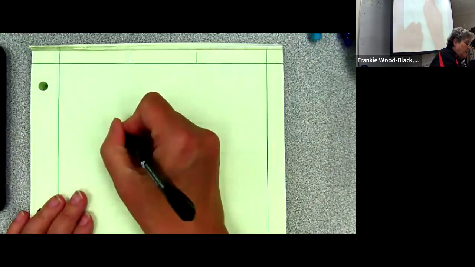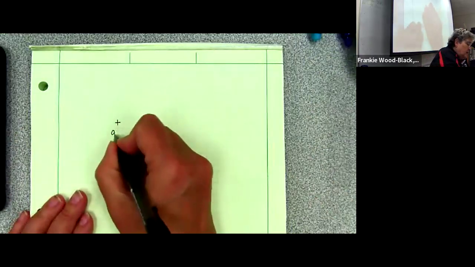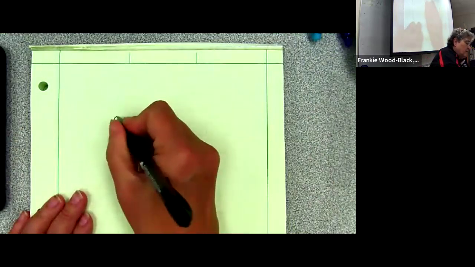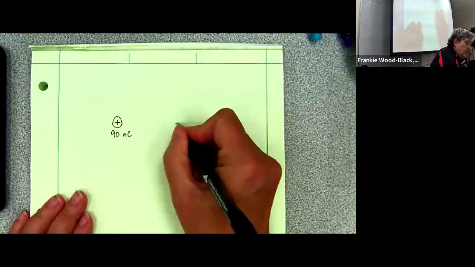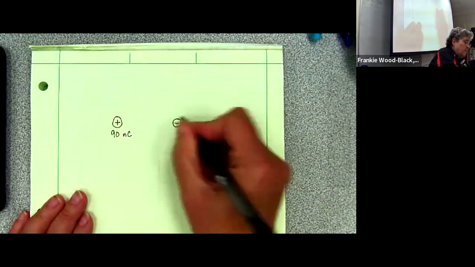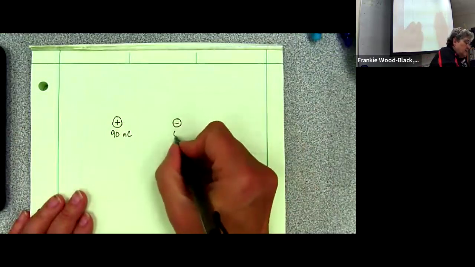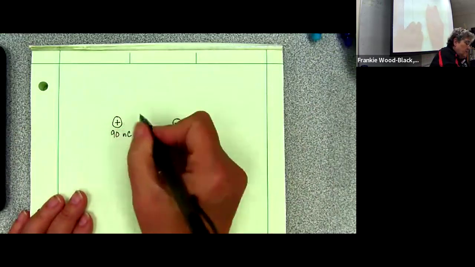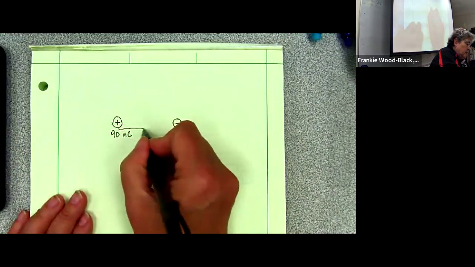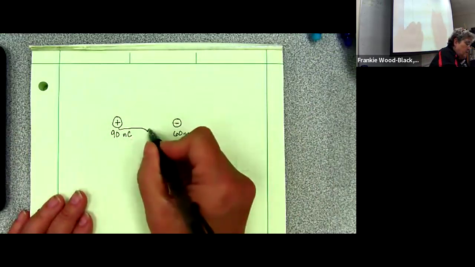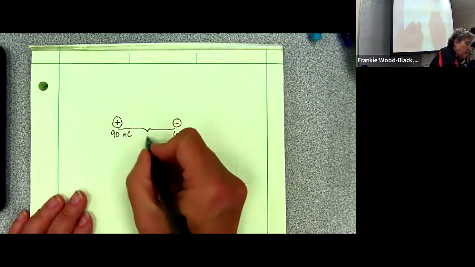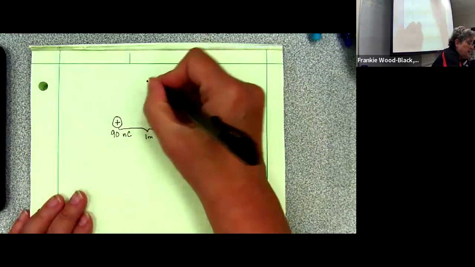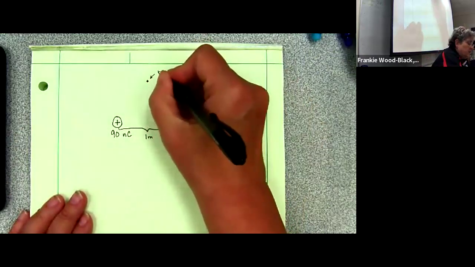so if I have a positive 90 nanocoulomb charge, and I have a negative 60 nanocoulomb charge, and the distance between these puppies, we're going to make that 1 meter just for excitement's sake. Here's my test charge.